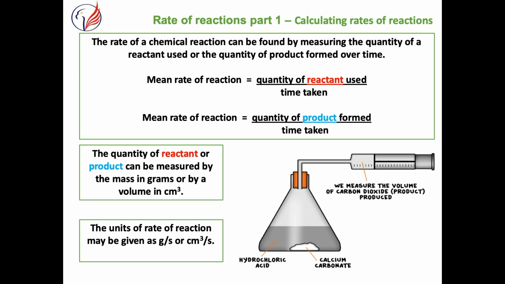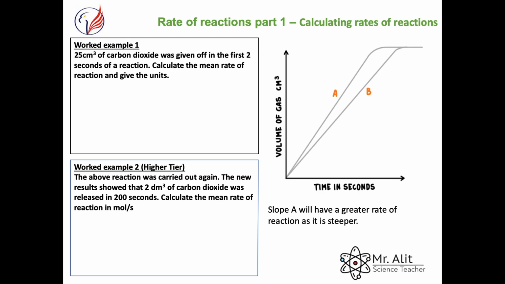So this is an example of the setup to determine the rate of the reaction of calcium carbonate and hydrochloric acid. In this experiment, you can either calculate the mass of the calcium carbonate that is reduced or the volume of the carbon dioxide produced as the product. How do you know the numbers though? Yes, if you are using the mass of the reactants, of course you are using a balance to see how many grams of calcium carbonate are being used up, or using a syringe to measure the volume of carbon dioxide produced. And here is a worked example of a question.